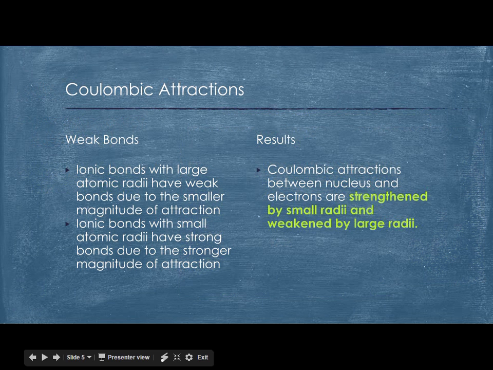For our Coulombic attractions, for weak bonds, the ionic bonds with bigger atomic radii have weaker bonds due to the smaller magnitude of attraction between the electrons. Ionic bonds with smaller atomic radii have stronger bonds due to the larger magnitude of the attraction. So because of this, the Coulombic attractions between the nucleus and the electrons are strengthened by the small radii and weakened by the larger radii.